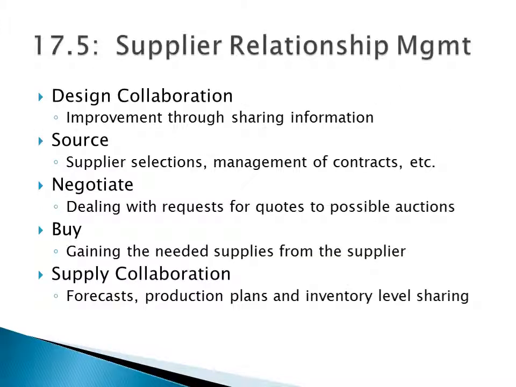Supplier relationship management consists of design collaboration, improvement through sharing information, source, supplier selections, management of contracts, etc. Negotiate, dealing with requests for quotes to possible auctions, dealing with the whole price spectrum. Buy, gaining the needed supplies from the supplier. Supply collaboration is the forecast, production plans, and inventory level sharing across the whole chain.